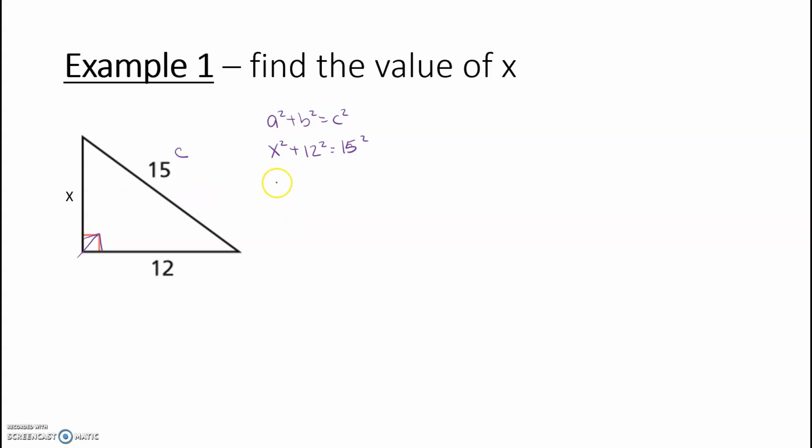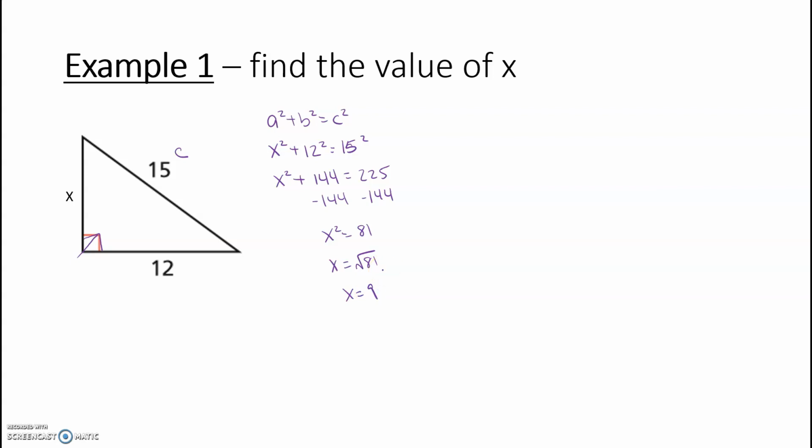So let's do our exponents. We're going to leave x squared alone. 12 squared, so 12 times 12 is 144. 15 squared, so that's 15 times 15 is 225. And remember, your goal here is to get x alone. So we're going to subtract 144 from both sides. And we get x squared equals 81. And then your last step is to take the square root. So the square root of x squared is x, and the square root of 81, so we get x equals 9.